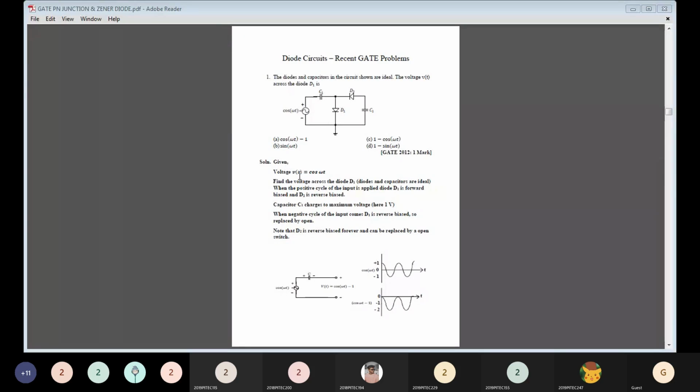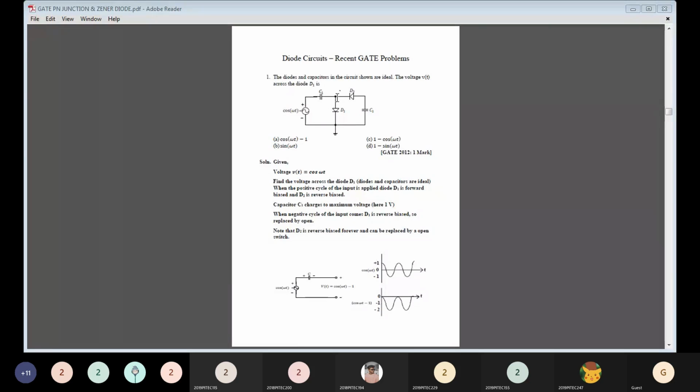So the input voltage V of t they have given us is cos omega t. It is given data in the circuit diagram. We have to find the voltage across the D1. The diodes and capacitors are ideal. When the positive cycle of the input is applied, diode D1 is forward biased and D2 is reverse biased. D2 is reverse biased because, in the diagram, this is the input voltage cos omega t, with negative terminal and positive terminal. The positive has been connected to the anode terminal of the diode, so it is under forward bias condition.